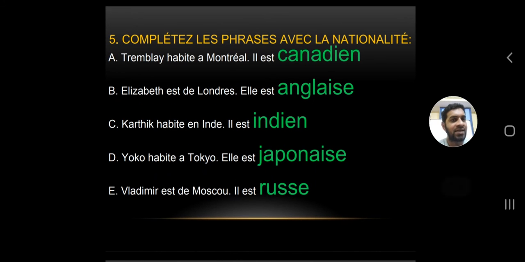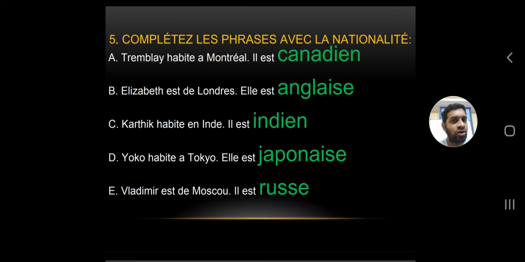Complétez les phrases avec la nationalité. So you got to read the first half of the sentence, then you got to write the correct nationality of that particular person. So regarding where he is living. Tremblay habite à Montréal. Il est canadien. Okay, so Montreal is in Canada, right? So you got to write Canadian. So we write il est canadien.